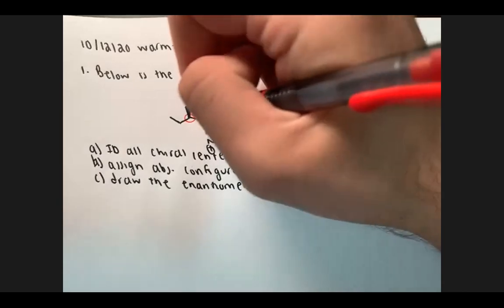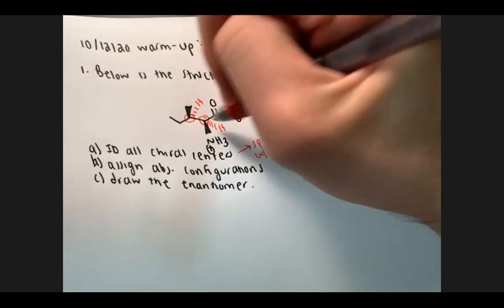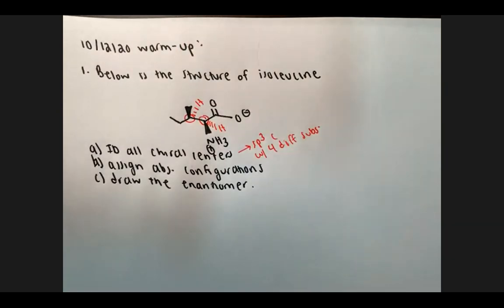Over here, we have an amino group, that carboxyl group, this whole left alkyl group, and then this dashed hydrogen. So that's 4 different groups. So those would be the 2 chiral centers in this entire amino acid.